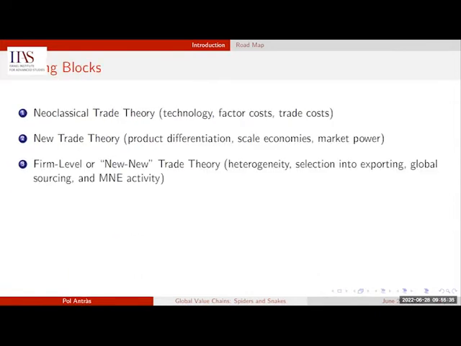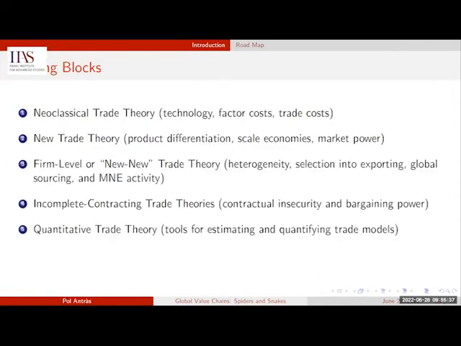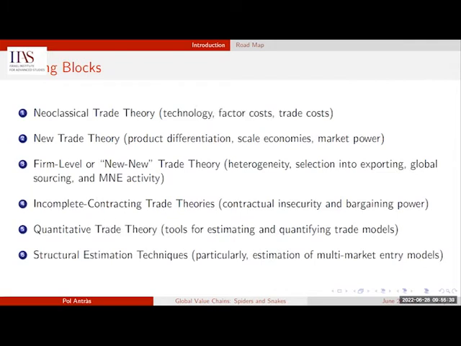Building blocks, everything you've seen. In doing this, I'm going to be touching upon many things that you've seen already: neoclassical theory, new trade theory, incomplete contracting, quantitative trade theory. Perhaps you haven't seen an awful lot of it, and I don't know if Isabel talked about this at all, but something you might not have seen in these lectures yet is structural estimation.